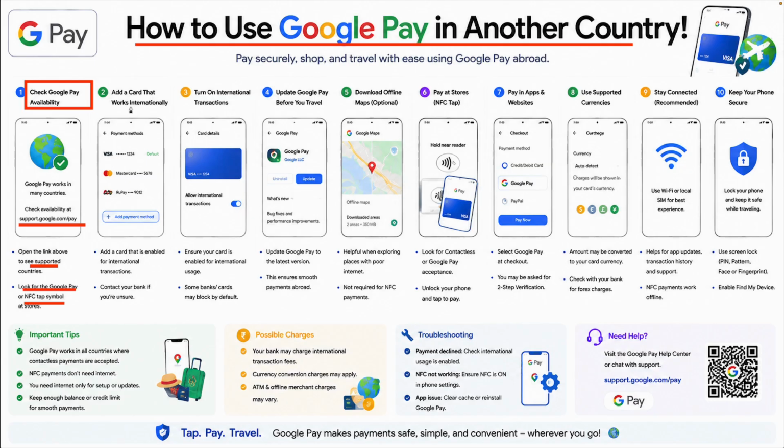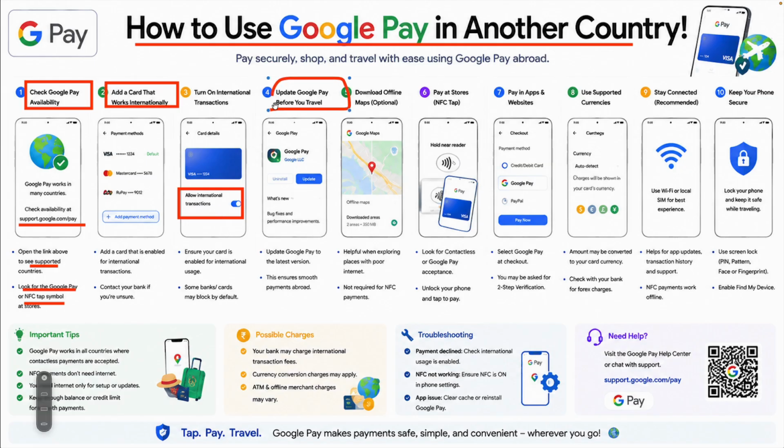If that is not the case, simply go ahead and add a card that works internationally. Click on add payment and then enter a card that has international transactions. Also on the card, you need to simply go ahead and click on allow international transactions and turn that on.